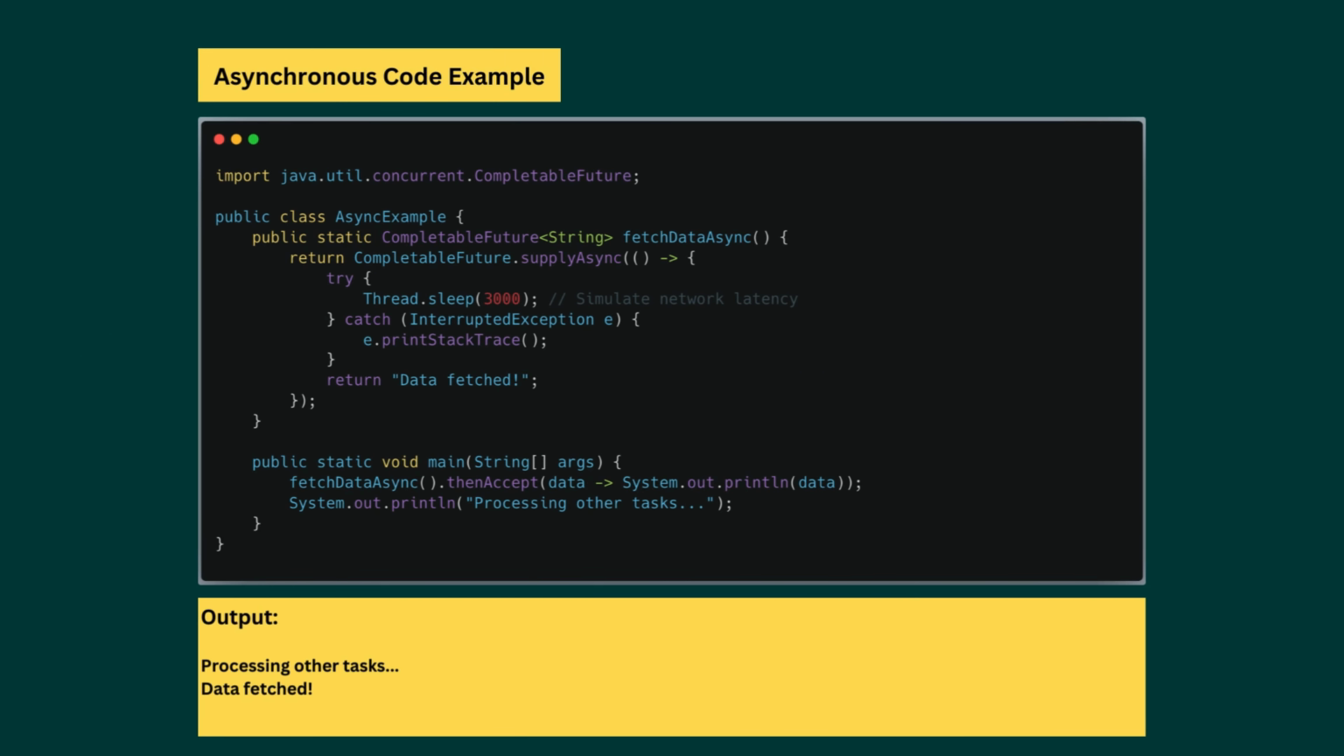Let's look at the asynchronous version. Here the program doesn't wait, it processes other tasks while the data is being fetched in the background. This time, processing other tasks is printed immediately while the fetchDataAsync method works in the background. After 3 seconds, data fetched appears. The program doesn't block, so it can handle other tasks during the delay.